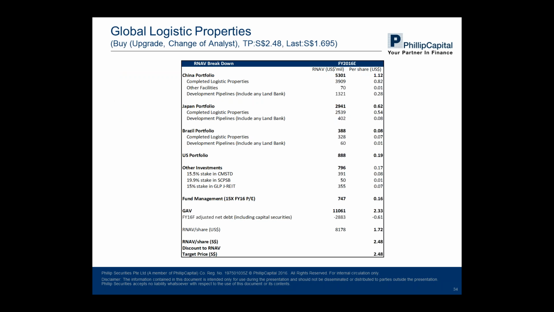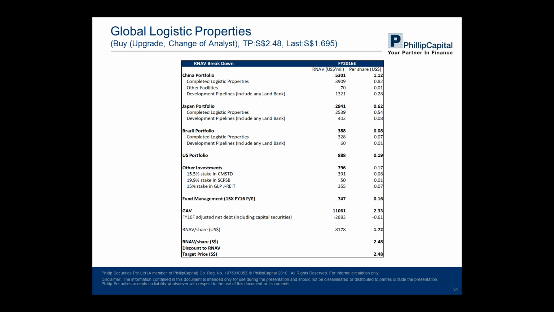Okay. Finally, this is the RNAV breakdown. It breaks down the value of the four portfolios, which are China, Japan, Brazil, and US, along with the other investments or strategic stakes that they have taken up. They are CMSTD, which we have just mentioned, the China warehouse facilities provider, GLP J-REIT, as well as a strategic stake in Shenzhen Petroleum.